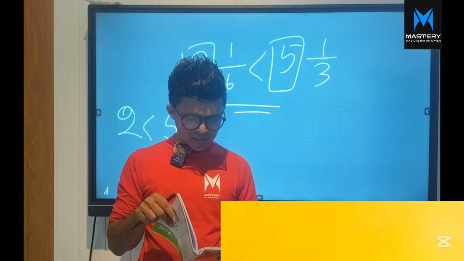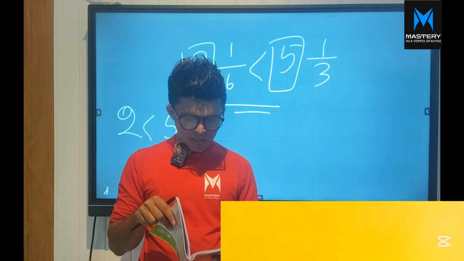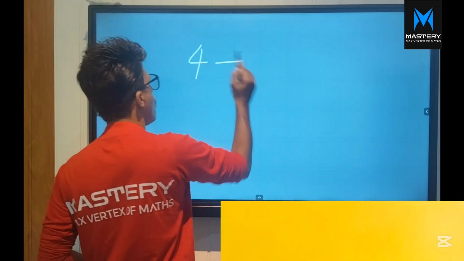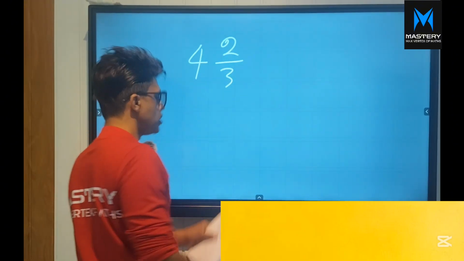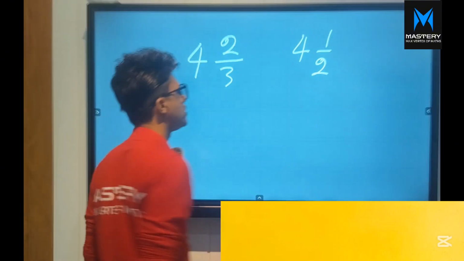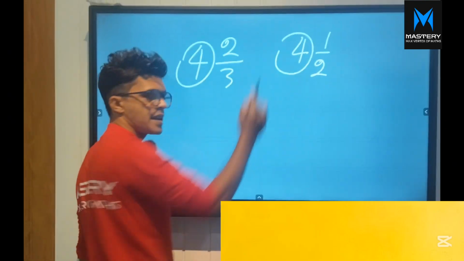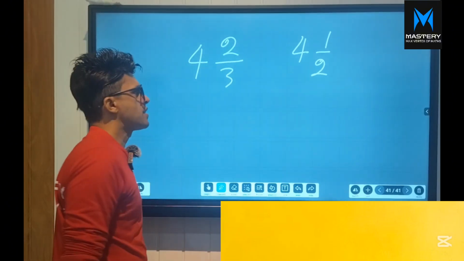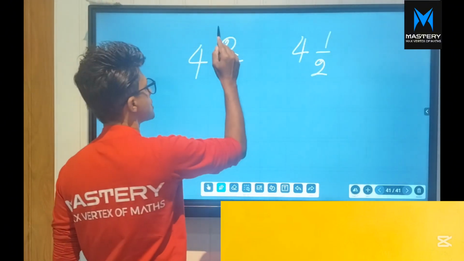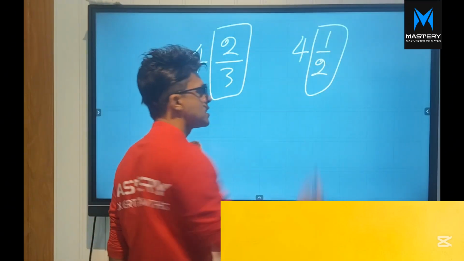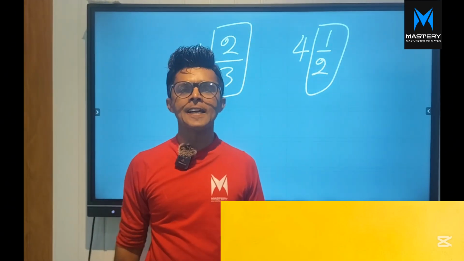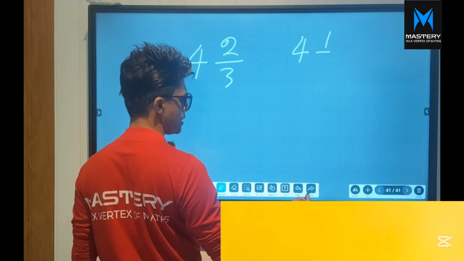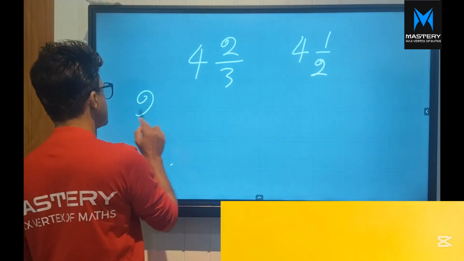So how can you get the answer of this one? If the whole number is equal, how can you compare? I mean, this type of one, 4 2/3 and 4 1/2. So here 4, here 4. Right now, how can you find the greater fraction here? You could find the greater fraction considering these two fractions, 2/3 and 1/2. So what is the greater fraction of these two?